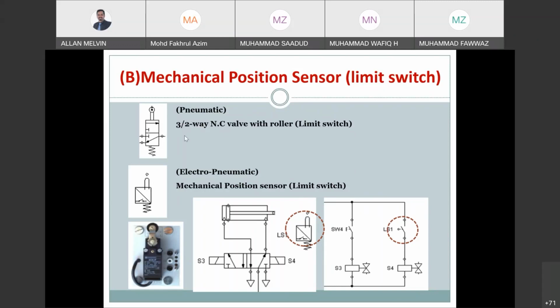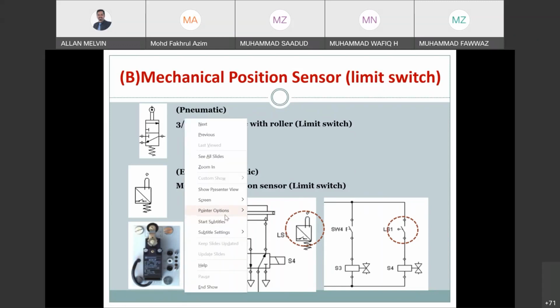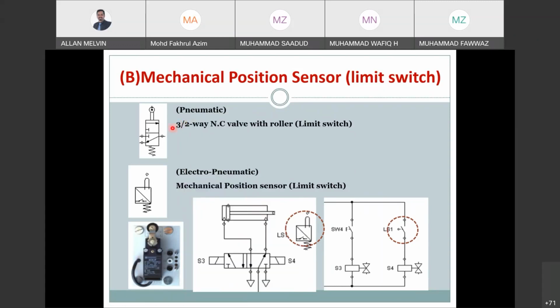Okay, so in pneumatic, you have a roller switch. Similar to this, we are familiar with this. In the normal pneumatic design, we call it a roller switch, or also a limit switch. In FluidSIM, we call it a distance rule. And in electro-pneumatic, we have a mechanical position sensor, something like this.